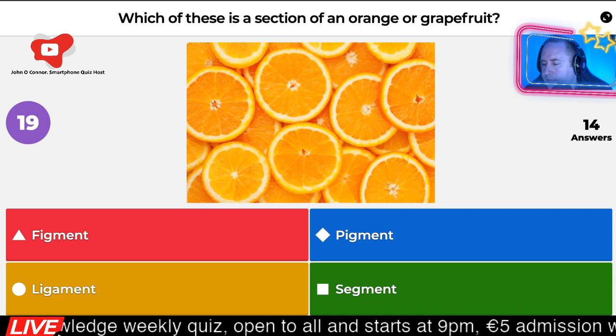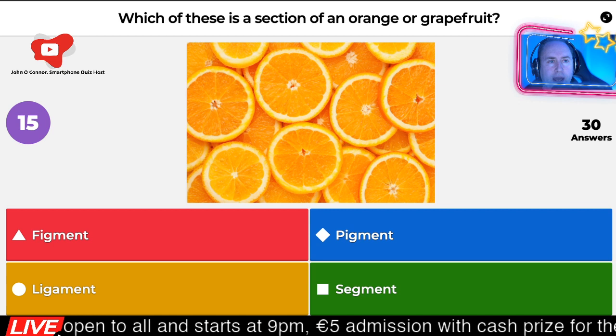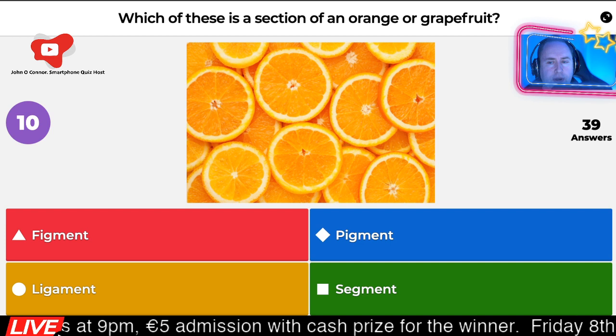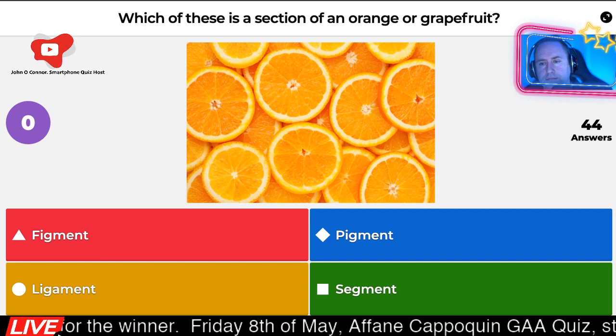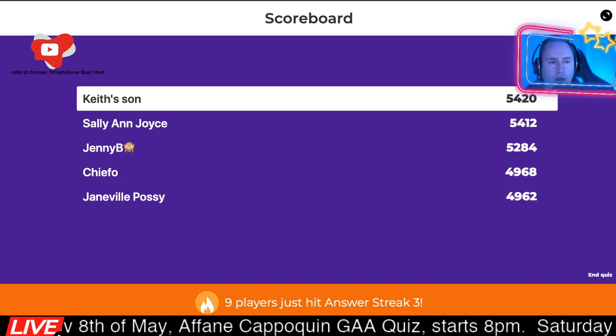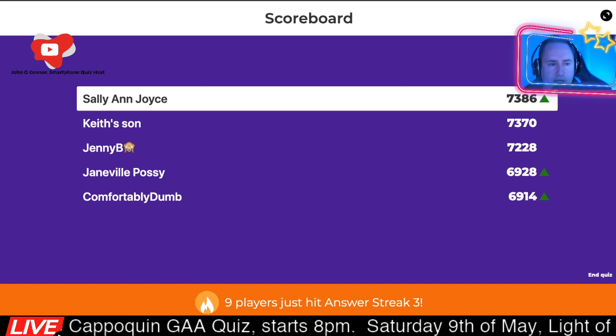Bonus points are added if you continue to have correct answers. You get an additional 100 points every single time you get questions correct without failing to answer it. Okay, so make that worth your while for you. 41 correct answers. Segment. Okay, now we have Sally and Joyce in the lead. To go. Question five next.